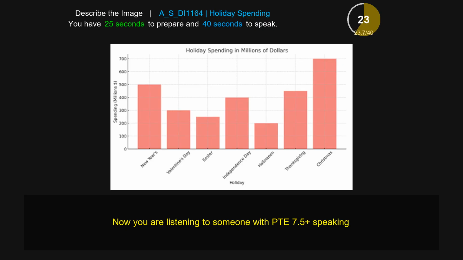It's also clear that the value for Easter is 700 compared with the Independence Day with 700. In conclusion, the image was about the holiday spending in millions of dollars.